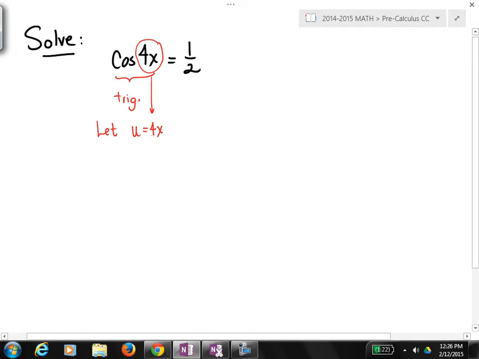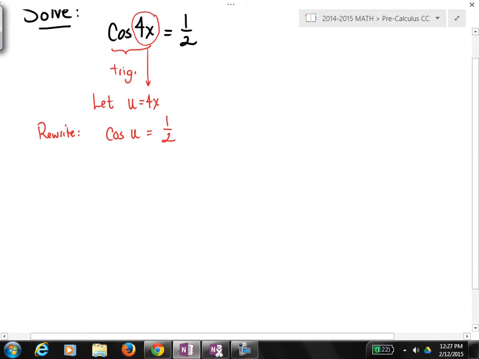Now you can choose any variable. I'm going to choose the letter u. You can choose theta, you can choose y, it's up to you. So I'm going to rewrite my problem as cosine of u is equal to 1 over 2. And now it just becomes a problem that we've done before, where again, this is your angle.